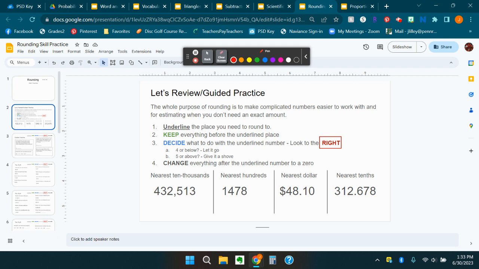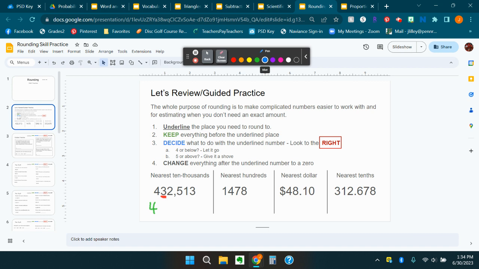So in this first example, it says round to the nearest 10,000ths place. So I'm going to start by saying my places until I find the 10,000ths place. Ones, tens, hundreds, thousands, 10,000ths, and I'm going to underline that 10,000ths place. Then I'm going to keep everything before the number that I underlined. So in this case, I have a 4 in front of the 3. I'm going to keep that in my answer. And then I have to decide what to do with that 3.